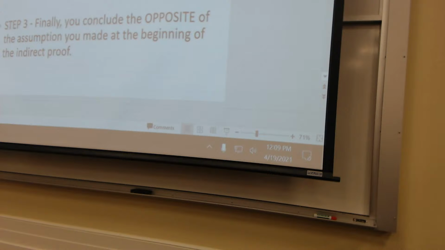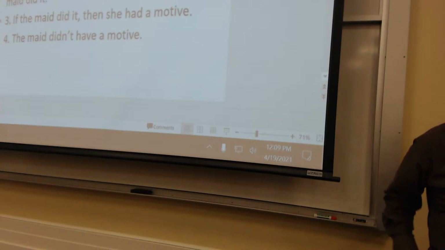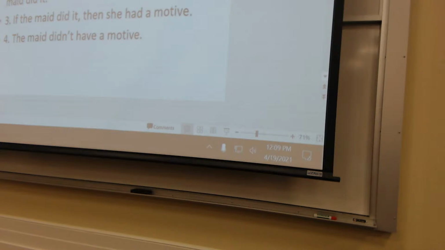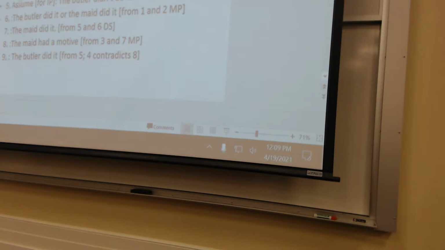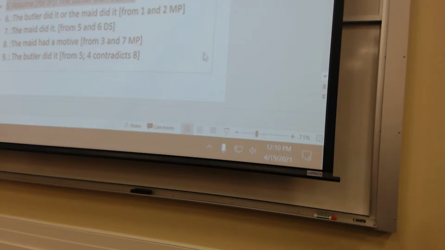All right, so let's use this with the butler and the maid story. The only people in the mansion were the butler and the maid. If the only people in the mansion were the butler and the maid, then either the butler or the maid did it. If the maid did it, then she had a motive. But the maid did not have a motive. All right, so what does this look like using the indirect proof strategy? It looks something like this. We start by adding the additional assumption, the opposite of what we intend to prove. We want to add a fifth claim that the butler did not do it.